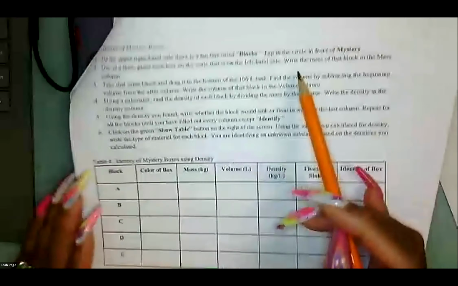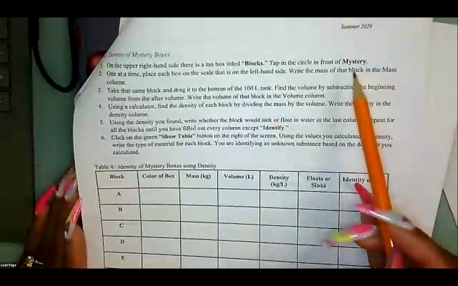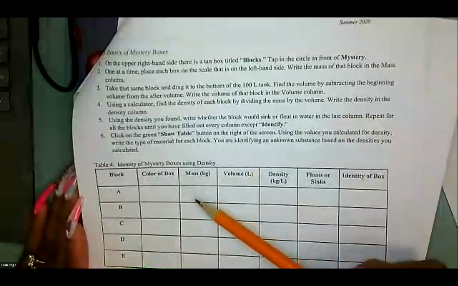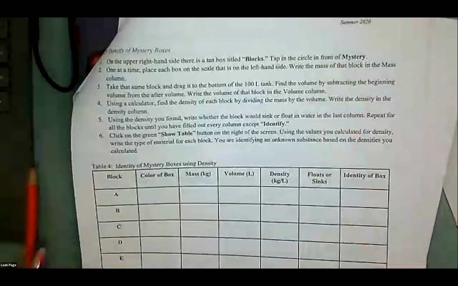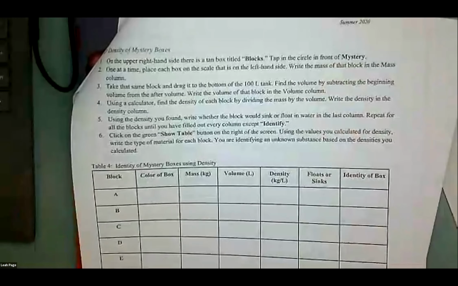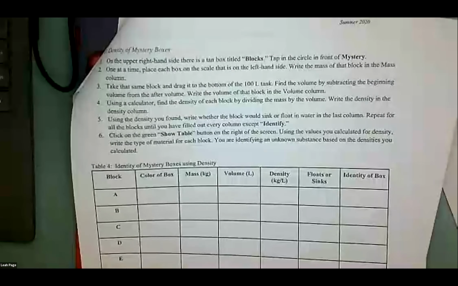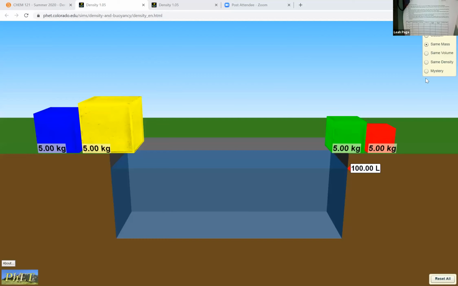And then finally, this last table says that we change our block setting to mystery. When we change our block setting to mystery, it's going to give you different colors of the boxes. Let me just share my screen one more time, just so it's clear, guys, on this last table. All right, I'm going to share my screen one more time. We're going to go over here and change our block setting to mystery.